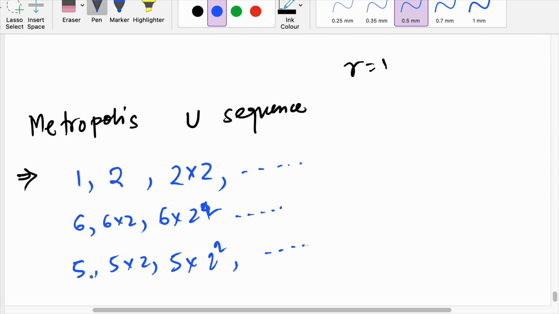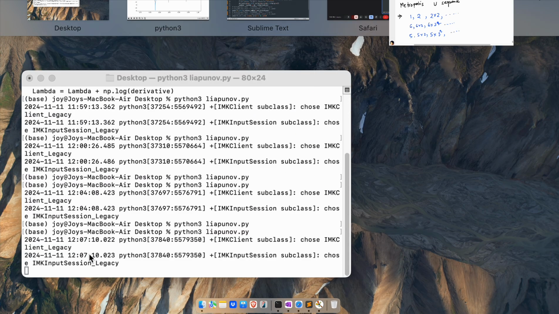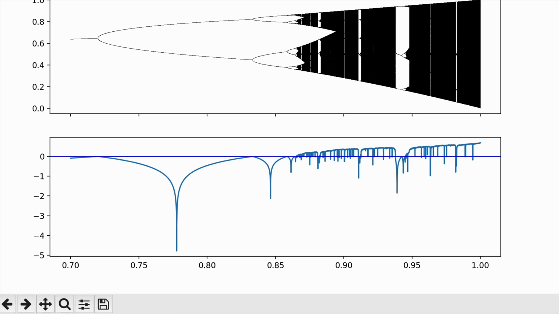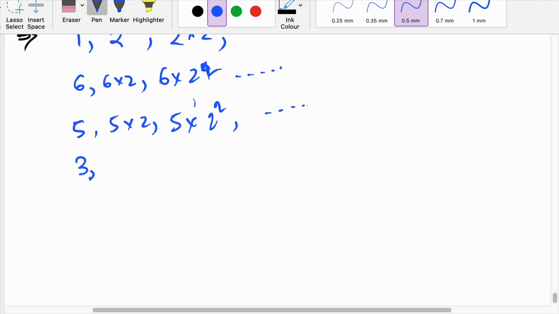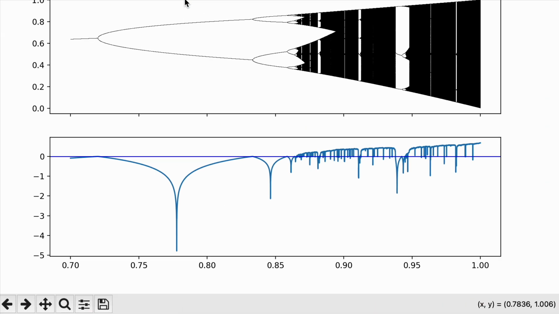First 1, then 6, then 5, then again if you see the large periodic window, that is the 3 periodic orbit that we have studied very carefully. 3 into 2, 3 into 2 square, something like that, it goes on. You cannot observe it here, but actually it is observable here. Can you see that after the period 3 window there are two very small windows?